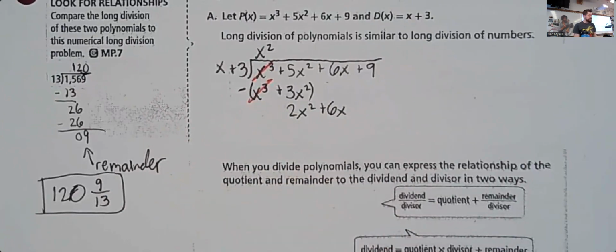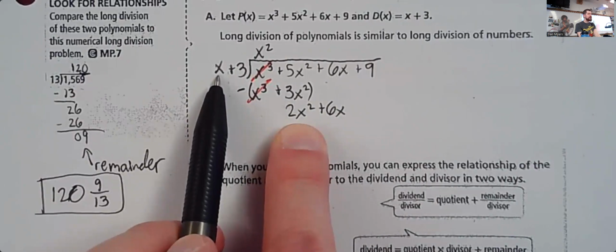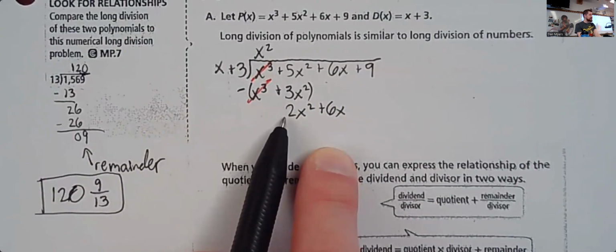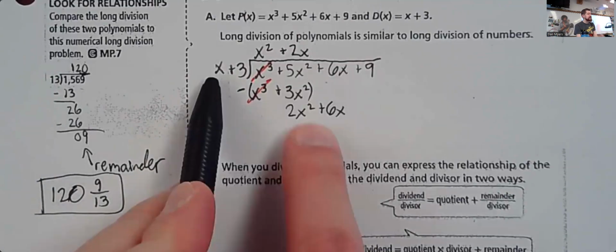So the next thing we're going to do is figure out what we have to multiply x by to make it equal to x squared. What multiplies by x to equal x squared? That would be 2x. So up here, we're going to write plus 2x. That's because 2x times x is 2x squared.